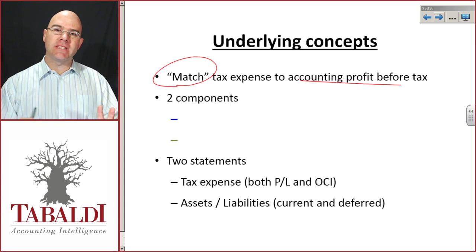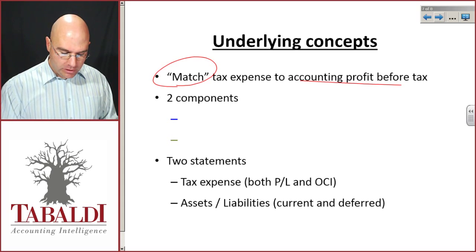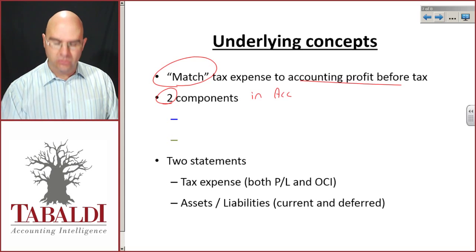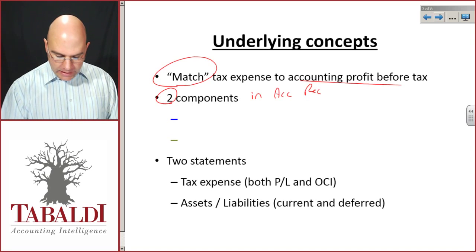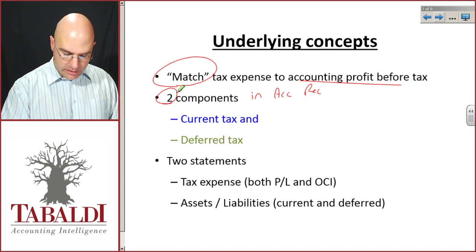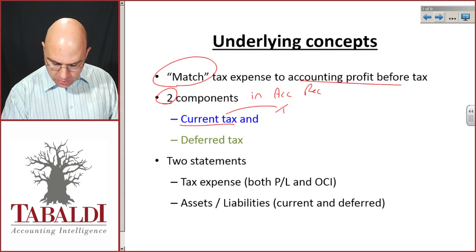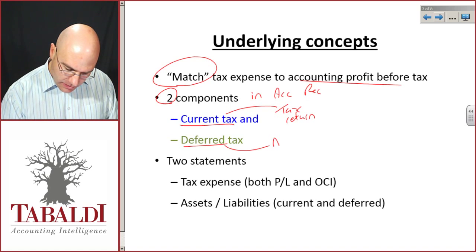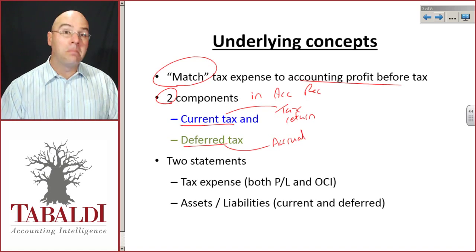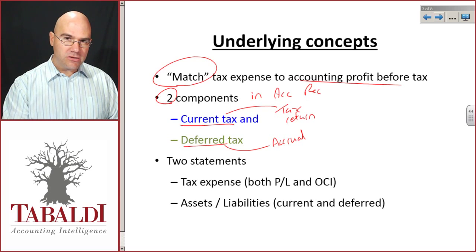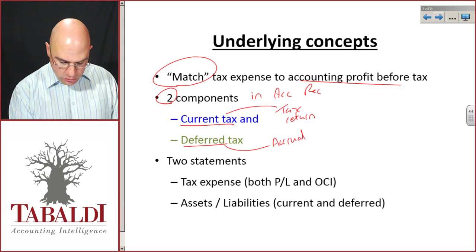I'm not talking about changing the actual tax return, okay, but what we're going to have to do is realize that there will be two components in our accounting records. Namely, we will have both current tax as well as deferred tax. Now, the current tax is what you put into your tax return. The deferred tax is technically where you are applying the accrual concept or matching your tax expense to the accounting profit before tax. Just remember there's also two elements we're going to talk about here, or two statements, right?